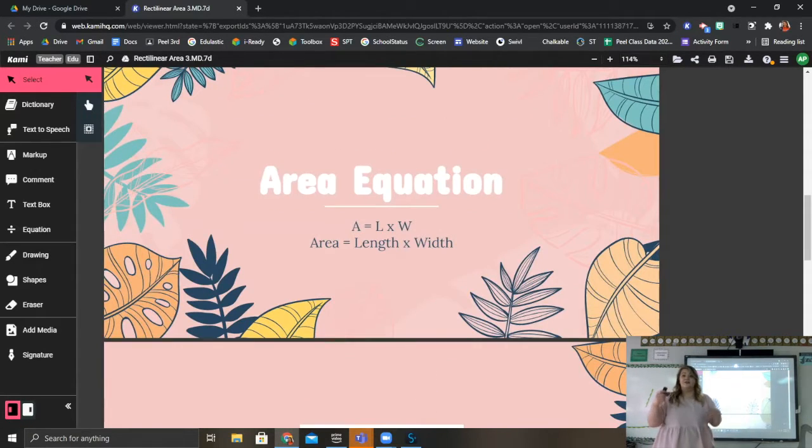So let's go ahead and look at the area equation. It's the same area equation as we have done in previous standards, in previous videos. It's still area equals length times width. And remember, when we do our problems, if we have an area of 4 times 3, we're going to say 4 units times 3 units equals 12 square units.